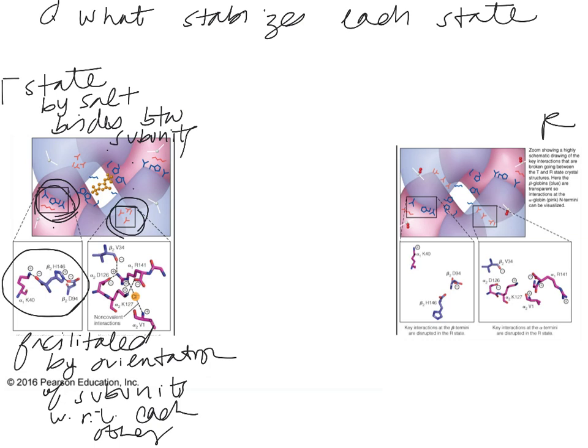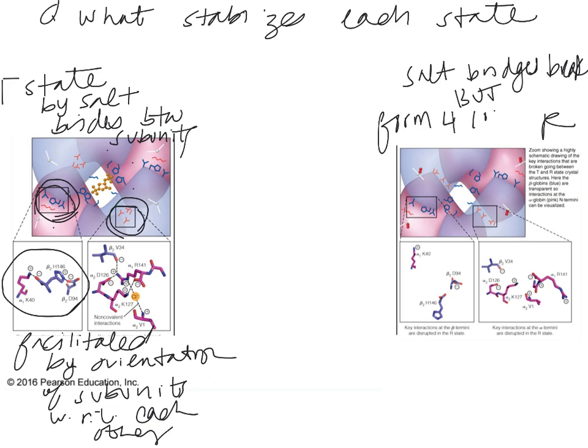Okay, now in the R state, after the oxygen is bound, the heme goes into the ring, that pulls on the histidine, pulls on the helix, moves the protein, that shifts its relationship to the other subunits. Salt bridges break, but we form 4 coordinate covalent bonds and 4 hydrogen bonds.